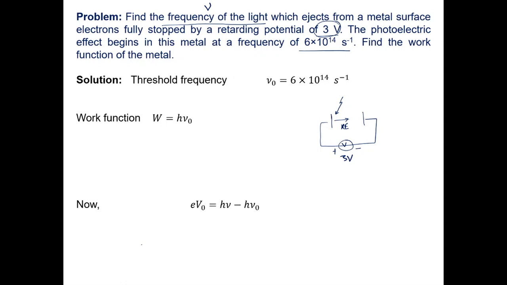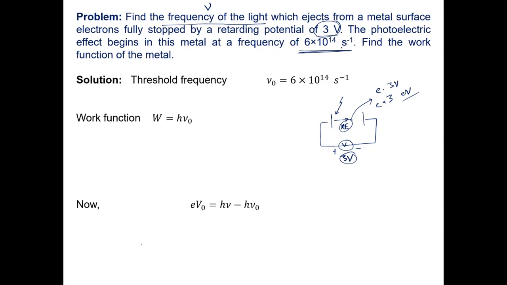So what does this mean? That if this 3 volt is the retarding potential, the kinetic energy of these electrons is charge times 3 volt. So this is actually 3 into e electron volts, right? The other aspect given is you have the threshold frequency of the metal given.